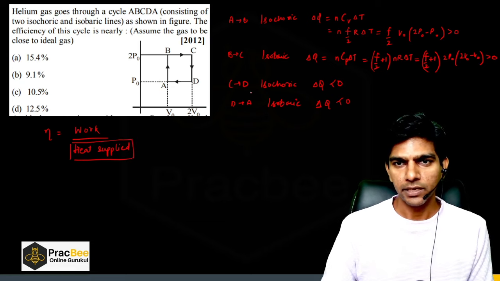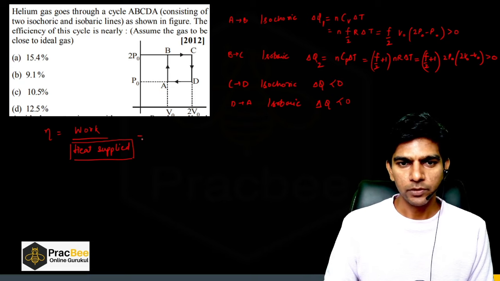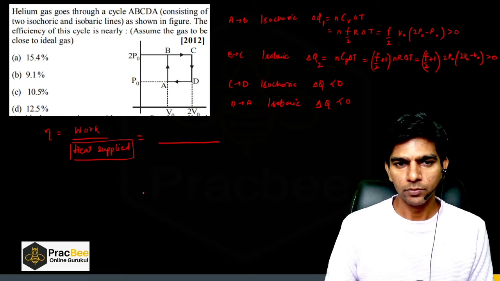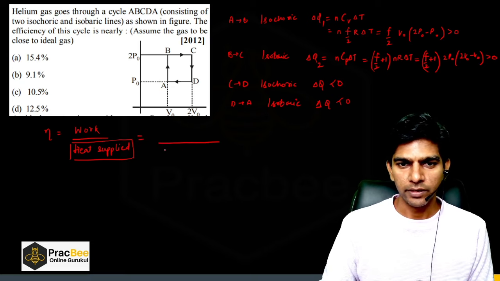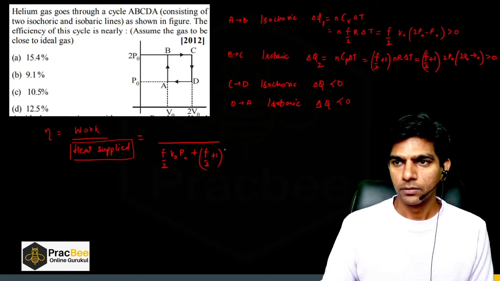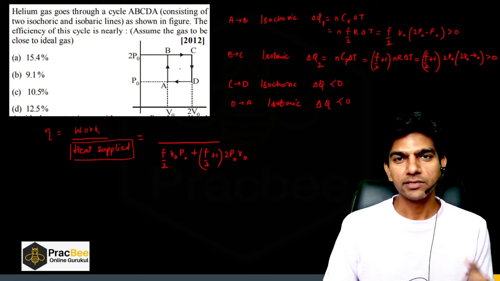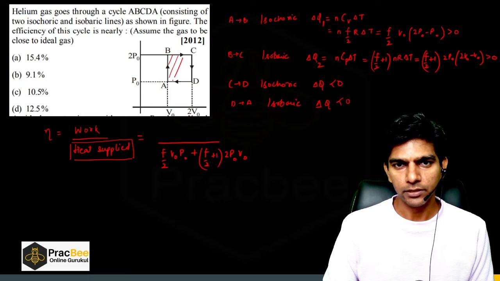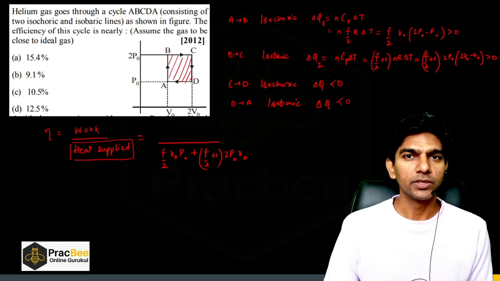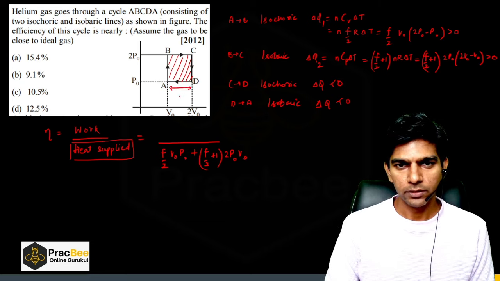So in this case, let us say this is ΔQ1 and this is ΔQ2. In the denominator we will have (f/2)V0P0 plus (f/2 + 1)2P0V0, right? And what is the work done? Since it's a cyclic process and we have a clockwise cycle, the area enclosed by the cycle will be the work done, which is nothing but this base is V0 and the height is P0. So work done will be P0V0.